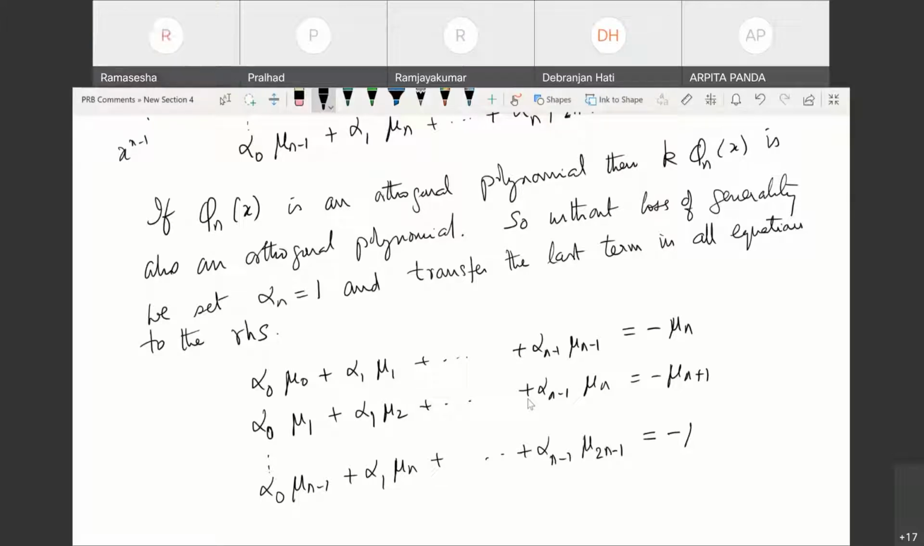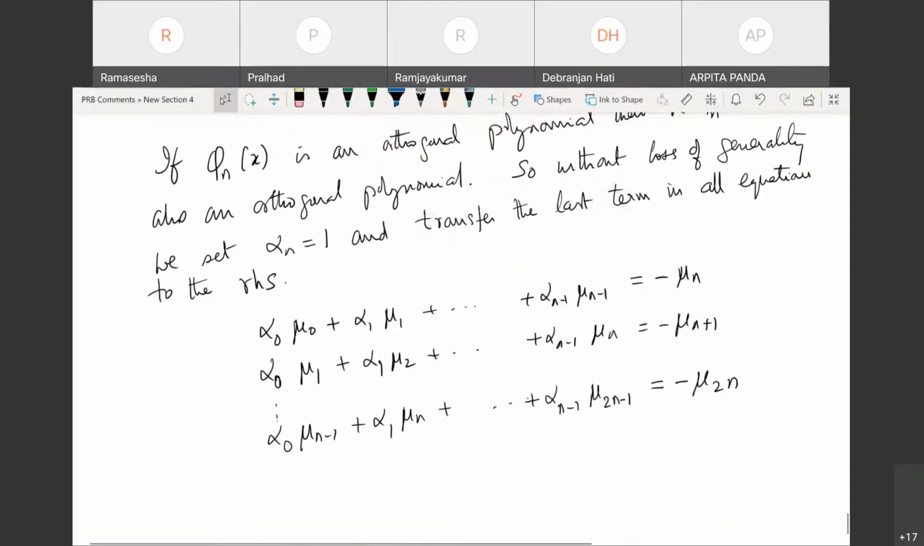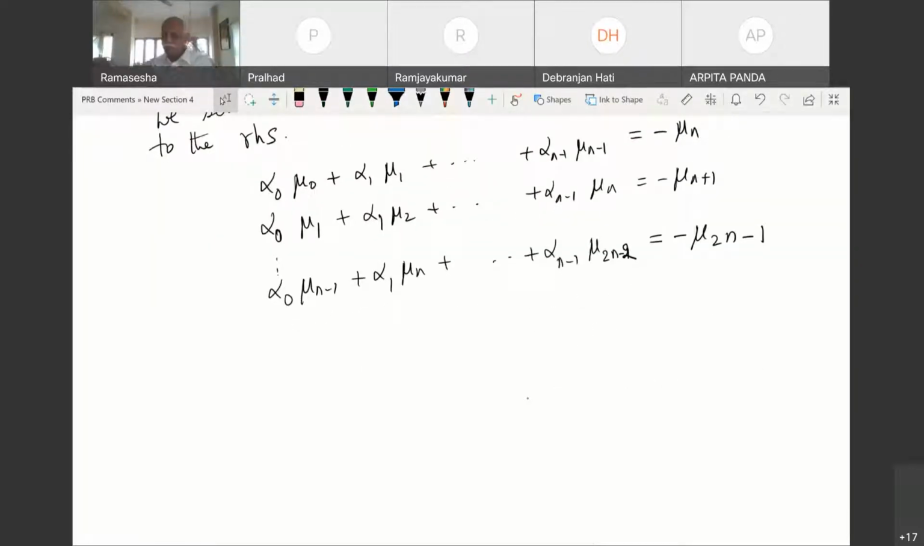Okay, so I made a mistake: it is alpha n minus 1 mu 2n minus 2. Okay, so what do I have? I can write it down in terms of a matrix: mu naught, mu 1, mu 2, etc., mu n minus 1, and so on and so forth.